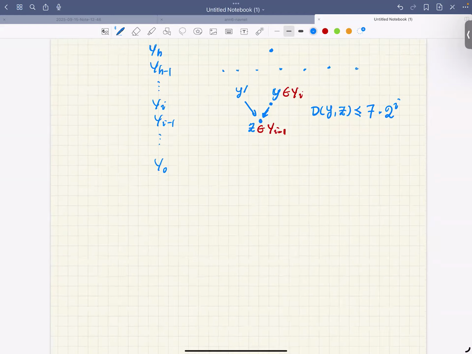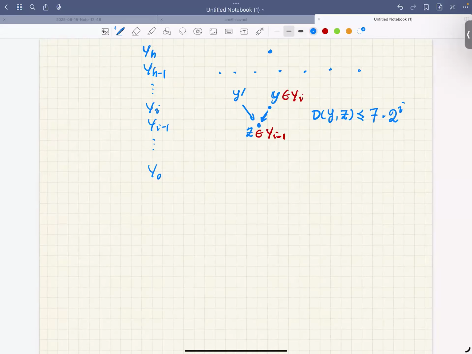Oh, by the way, let's introduce some convenient terminology. This Z, I will call it a child of Y and a child of Y prime. You see what I mean? This is very intuitive, right? But this is not a tree. Let me emphasize, this can be a child of a lot of parents, maybe M parents. That's possible.